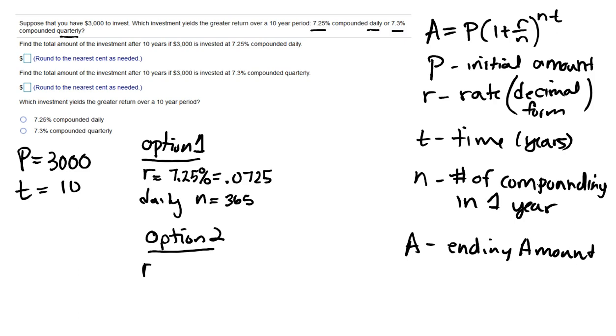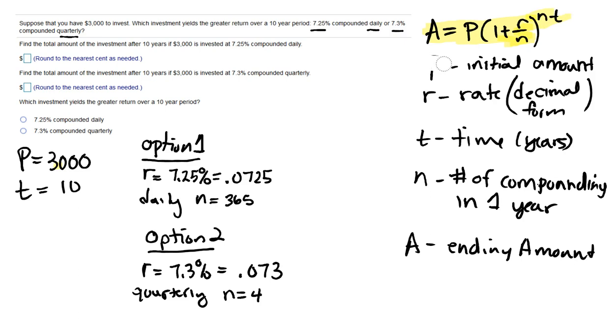Our option 2 is going to be an interest rate of 7.3%. Let's move the decimal point over 2 places to put it in decimal form. And that's compounded quarterly, which means N will be 4. Quarterly is 4 times a year. So what we want to do is use our formula of A equals P times 1 plus R over N to the NT with these 2 different options.